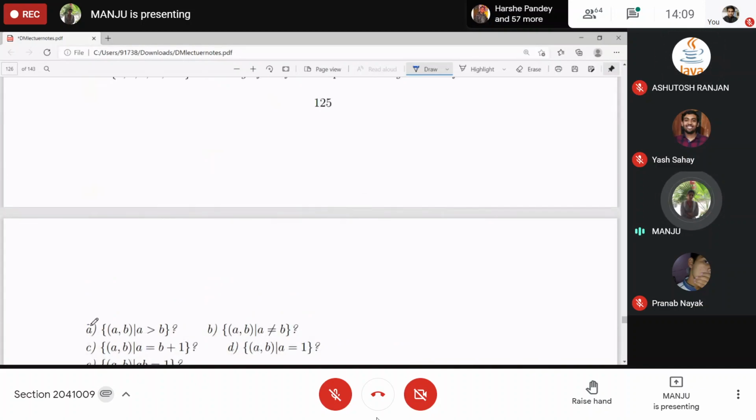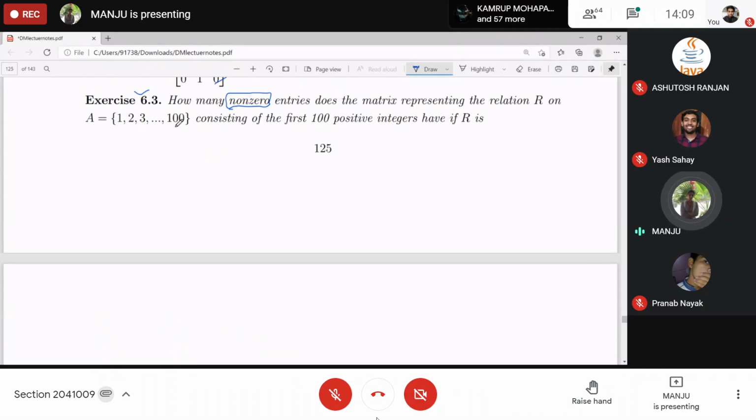The relation is given as A and B are related if A is greater than B. So a relation is given on this set. Cardinality of A is 100. What is the order of MR? MR will be 100 cross 100, 100 by 100, right?